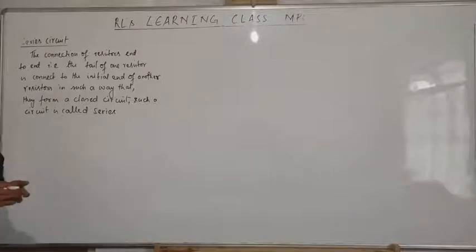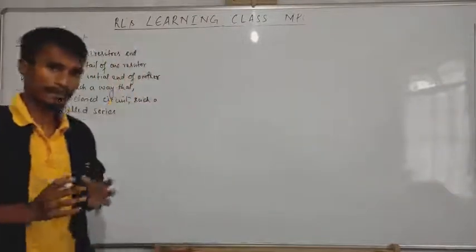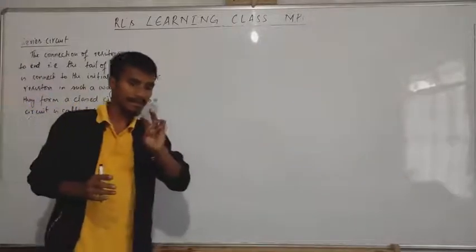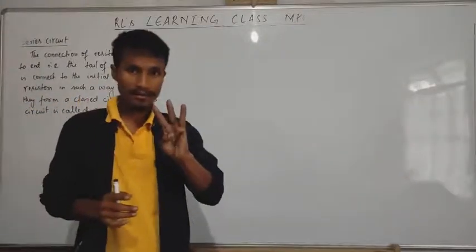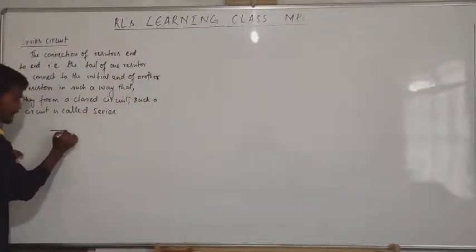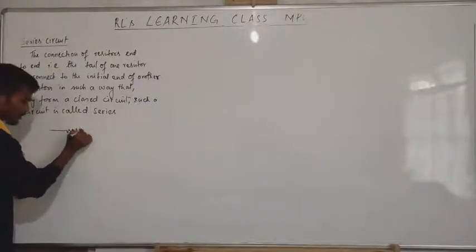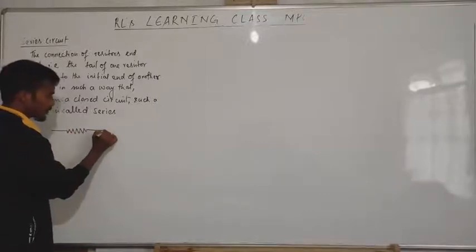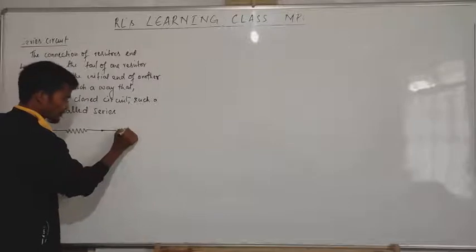Okay, then let me give you an example with a diagram. Let's consider there are three resistors connected end to end. Okay, consider this is one resistor, connected to another resistor.